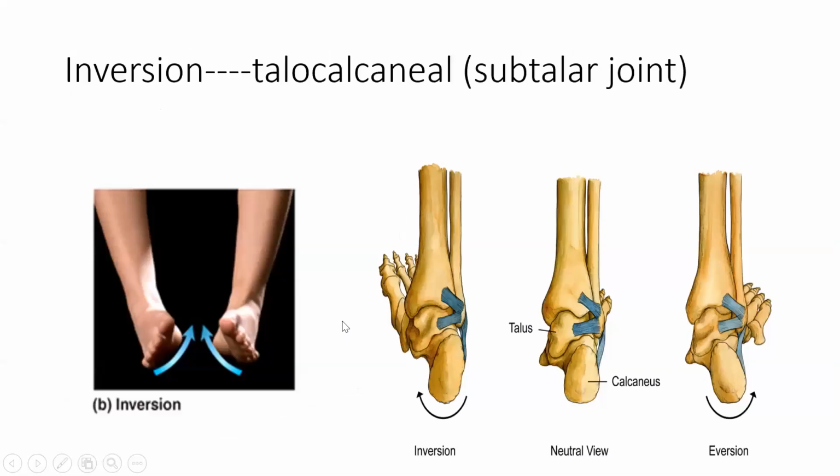Now the other thing is inversion. Equinus deformity occurs at the ankle, the tibiotalar joint. Inversion and eversion occur at the subtalar joint, below the talus, the talocalcaneal joint. So inversion is part of CTEV and occurs at the talocalcaneal joint. This is important. Why? Because it tells you which joint is involved.